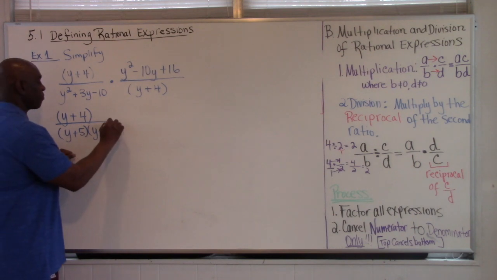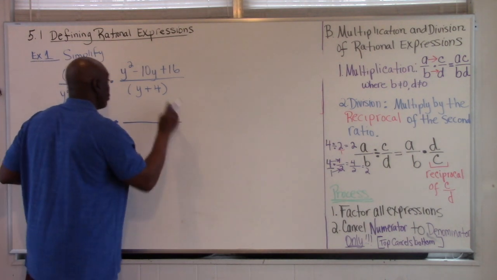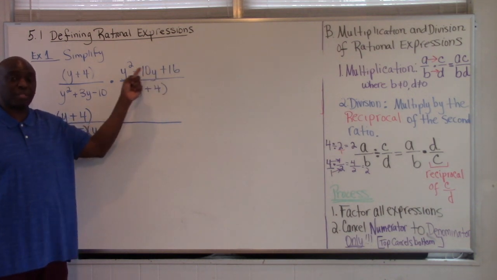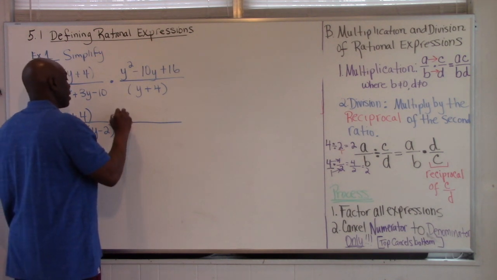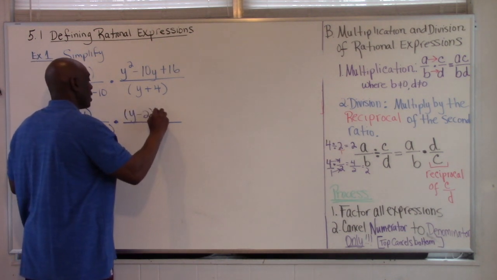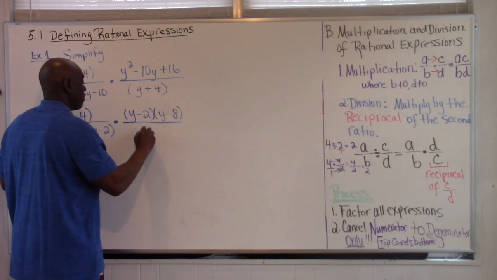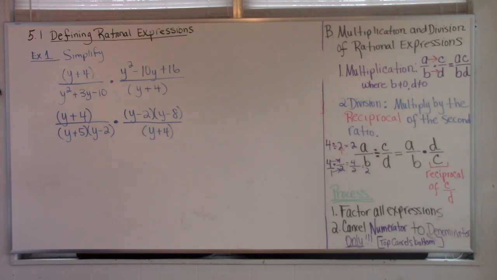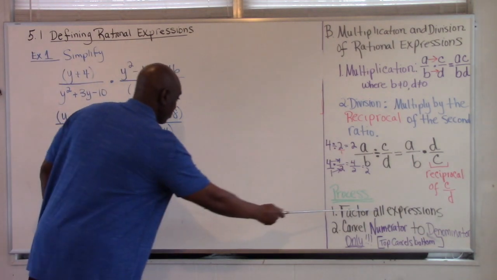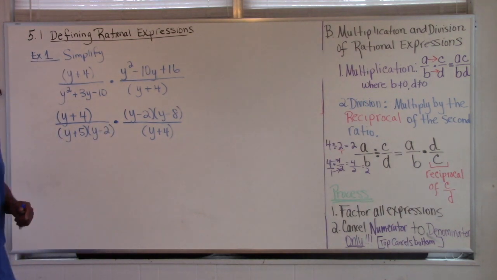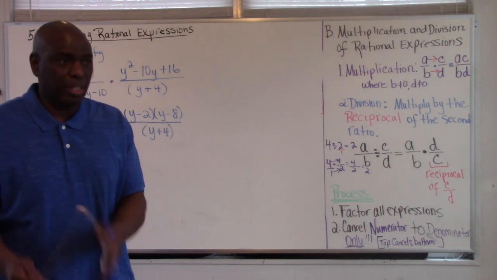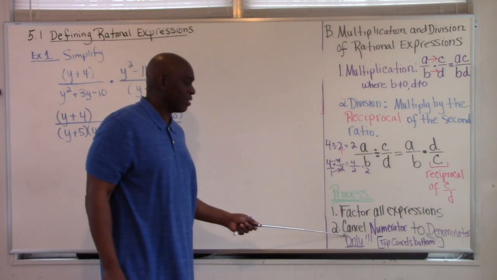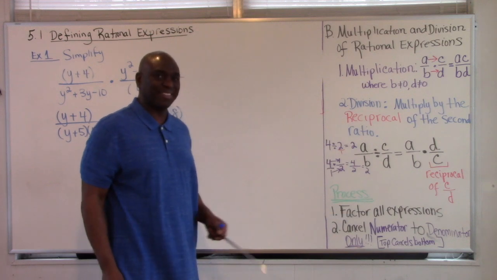So that's factored. Now let's factor our numerator on the other side here. What two numbers multiply to positive 16 and add up to negative 10? Well, let's try y minus 2 times y minus 8, all divided by y plus 4. Step 1 is done. We have factored all expressions. The only reason we factor is for the factors to cancel. That's the point. That's step 2. You only factor to cancel.